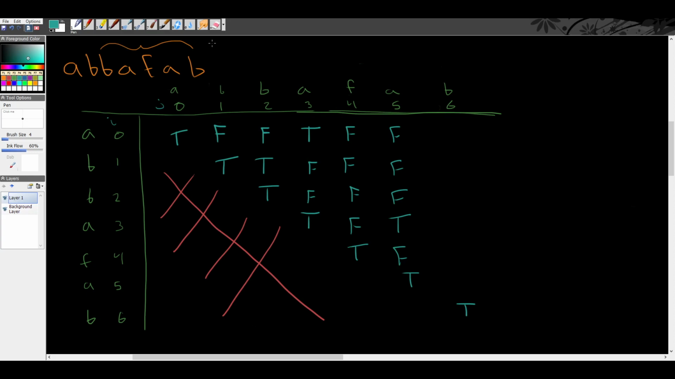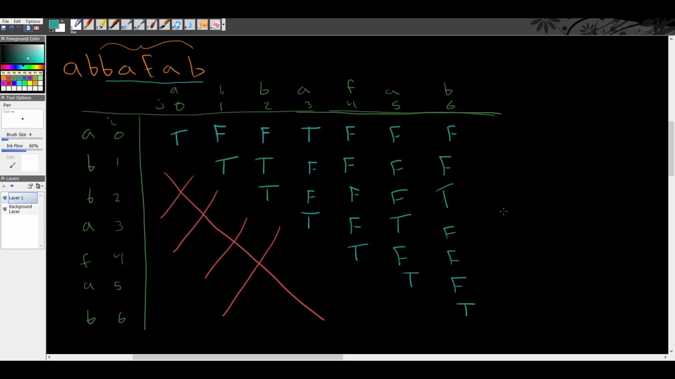You can see I've highlighted our winning palindrome here that we have yet to discover. So let's see if we discover that. 0 to 6, is that a palindrome? No. 1 to 6, is that a palindrome? Well, they are equal, but the center is not a palindrome, so that's false. 2 to 6, is that a palindrome? Well, they're equal, and 2 to 6 is also a palindrome, so that's true. And then A does not equal B, and F does not equal B, and A again does not equal B.